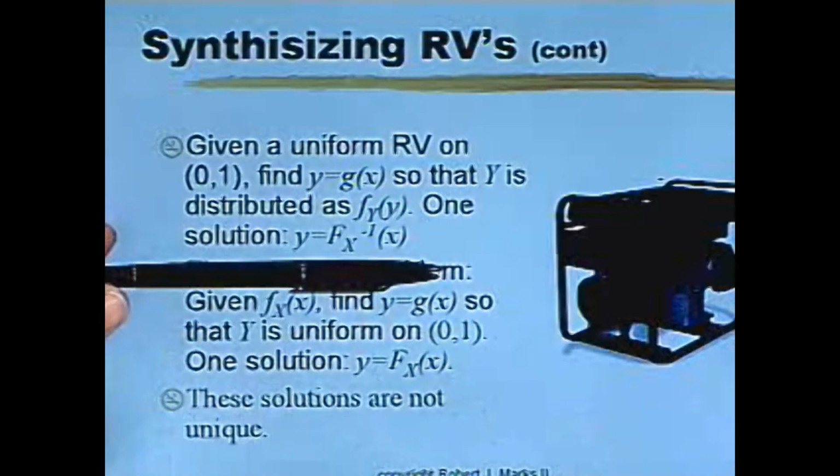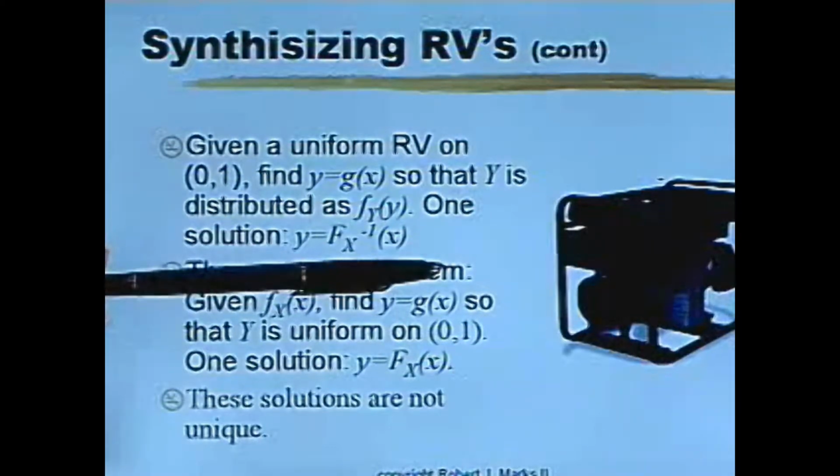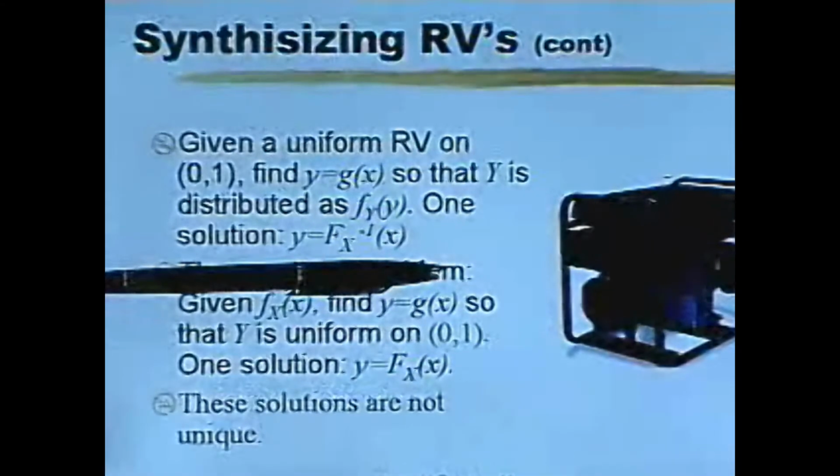Let's pause and reflect on this a little bit. This actually is incorrect. This should be y. No, that's correct. That's f sub x inverse of x. Okay.